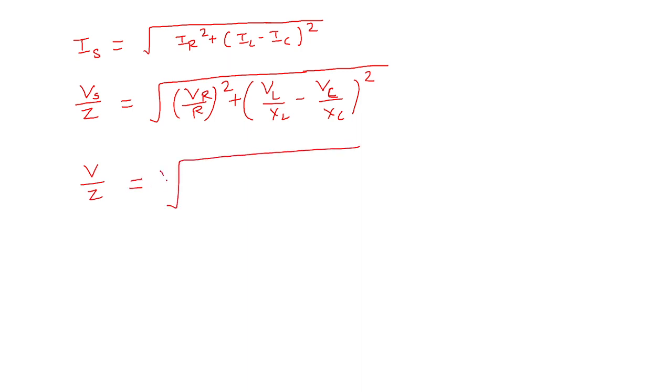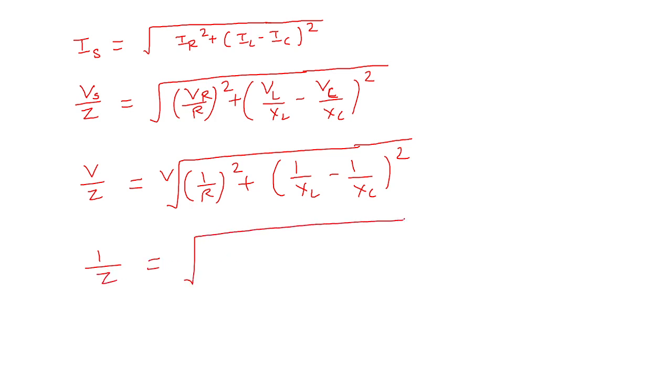of 1 divided by R square plus 1 divided by XL minus 1 divided by XC whole square. From here the voltage cancels out, and current and impedance give 1 divided by Z. Reciprocal of the impedance is 1 divided by Z, which is equal to square root of 1 divided by R square plus 1 divided by XL minus 1 divided by XC whole square.